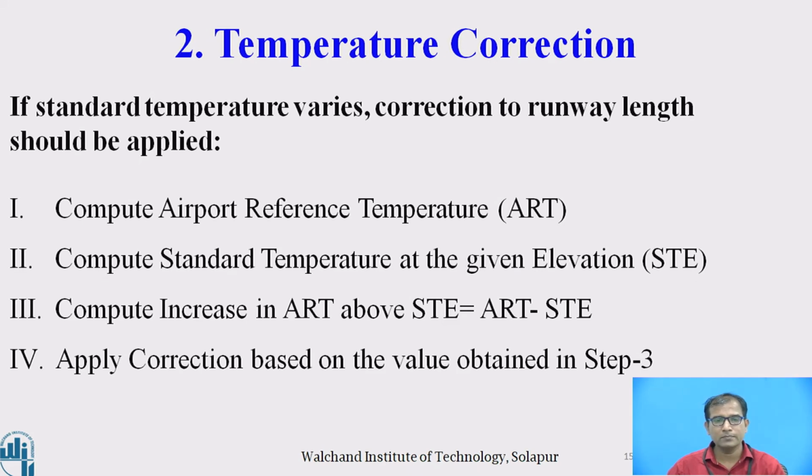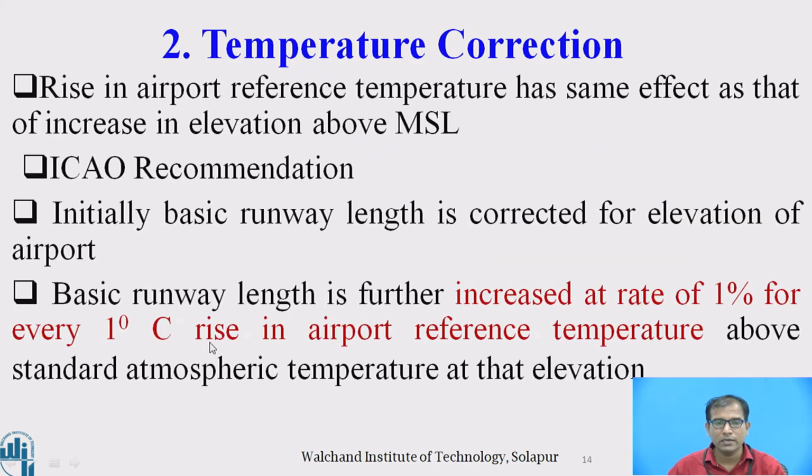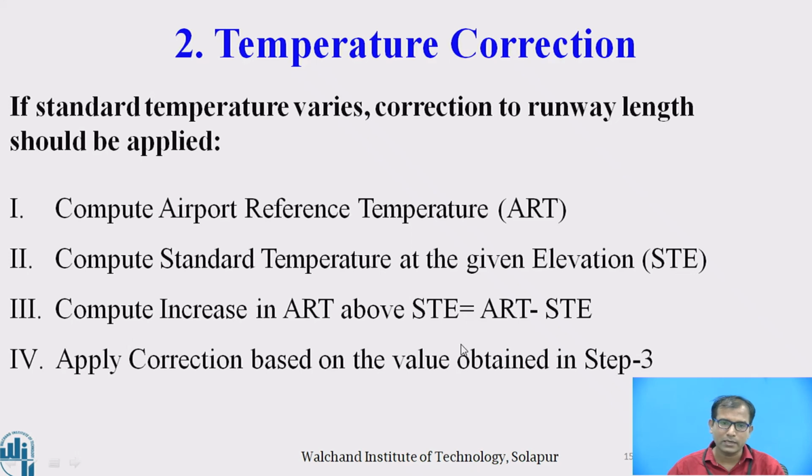So how do we calculate the temperature correction? First of all, you need to calculate the ERT, the airport reference temperature. After calculating the ERT, you compute the standard temperature at the given elevation, that is ST. After calculating the ST, you calculate the increase in the airport reference temperature: ERT minus ST. Then for this increment we apply the correction, that is 1% for every 1 degree rise in the airport reference temperature. So after the third step, we apply the correction.